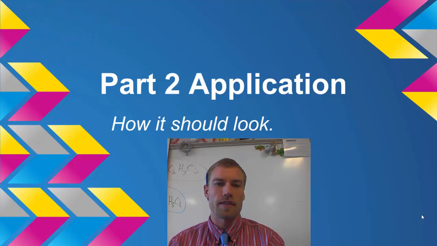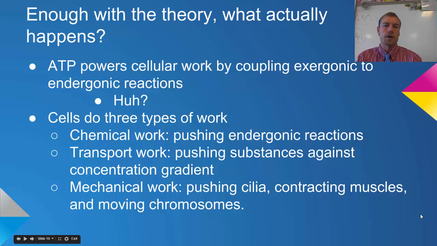Today we're going to be taking what we learned in part one, looking at the theories of energetics, and we're going to look at the applications of what we actually see happening in real cells. So ATP is what is going to power all cellular work, and it's going to do so by coupling exergonic to endergonic reactions. Basically what that means is that ATP, when it is broken down into ADP and phosphate, is an exergonic reaction. That free energy that is released is going to be used to power endergonic reactions that are going to be working against entropy, or that are going to be decreasing entropy.